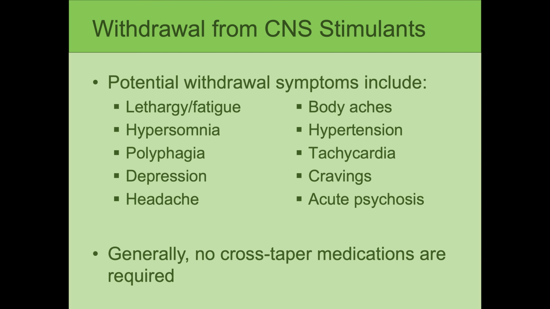But usually there's not any cross taper that's needed. So you don't usually need a medication substitute for individuals to come down from this substance. Very similar to individuals who are taking a CNS depressant, a lot of times what will happen is the body will actually create more of those inhibitory neurotransmitters to counteract the excitatory artificial neurotransmitters that are being introduced.